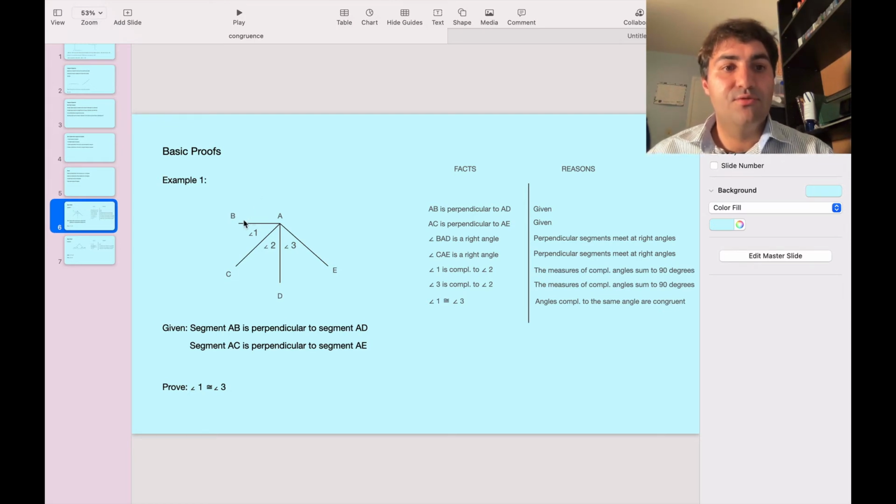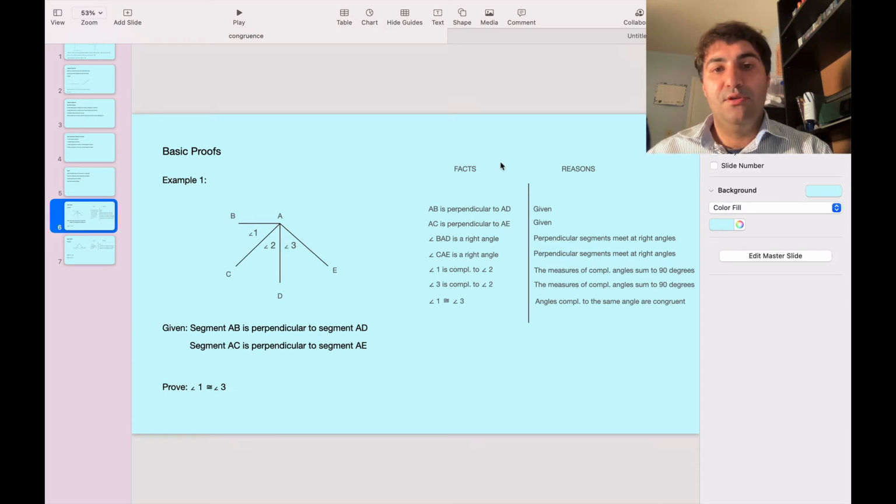So take a look at this drawing here. We've drawn these segments and these angles, angle 1, angle 2, and angle 3. We're given that segment AB is perpendicular to segment AD, and that segment AC is perpendicular to segment AE. And we want to prove that angle 1 is congruent to angle 3.